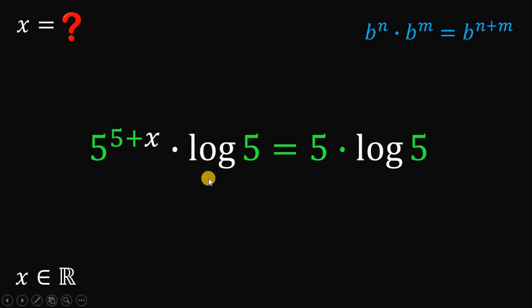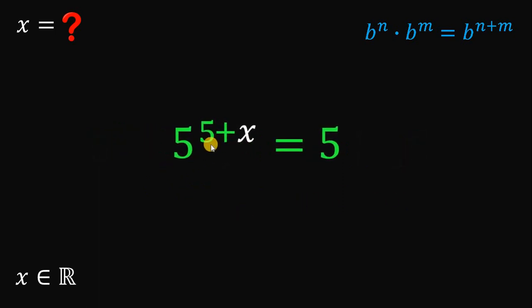Now, take note that we have logarithm of 5 on the left side and logarithm of 5 on the right-hand side. Therefore, we can divide both sides by logarithm of 5. If we do that, we can now cancel out logarithm of 5. This will give us 5 raised to 5 plus x equals 5.